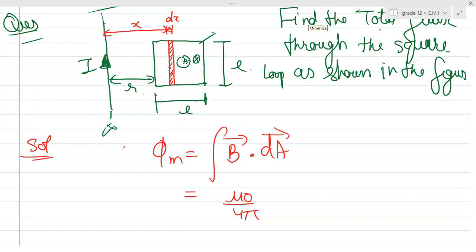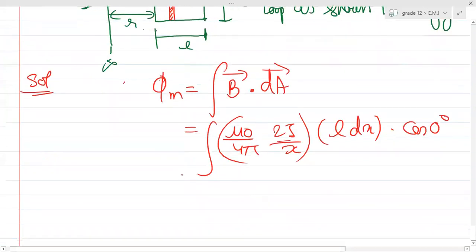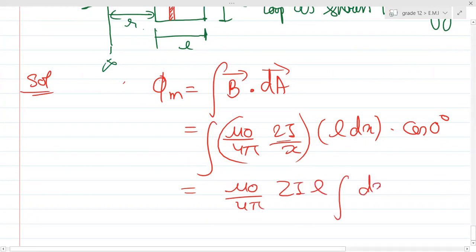Sir, is it mu by 4 pi 2I by x? 2I by x, correct. This will be the magnetic field due to the wire at a distance x. What is the area? The area will be L dx, and what is the angle? Cos of 0, by integration. Now when you do it, it will be mu naught by 4 pi twice of IL, cos 0 will be 1, dx upon x.